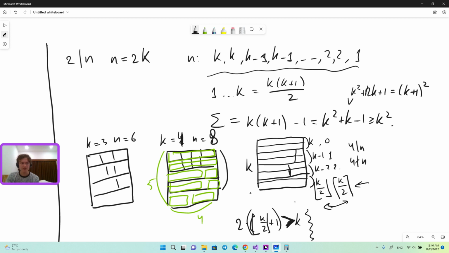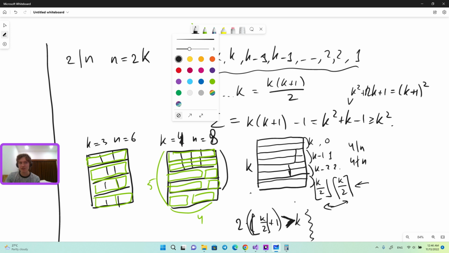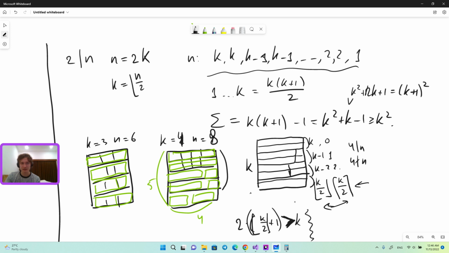It works with an extra line. So we can actually add one more line with 2 and 1. So if we have an even n, then the answer is k. This means it's n halved like this and n halved like this.